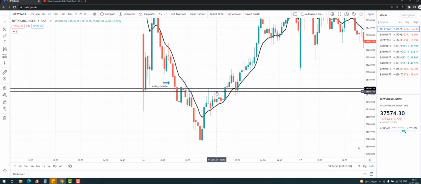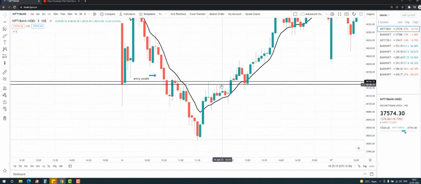We'll mark the high of this candle, and immediately we will go to the at the money chart. Currently it is 38,138, so we will try to take the 38,100 call. Let's see that this is the same candlestick there in the call chart as well.